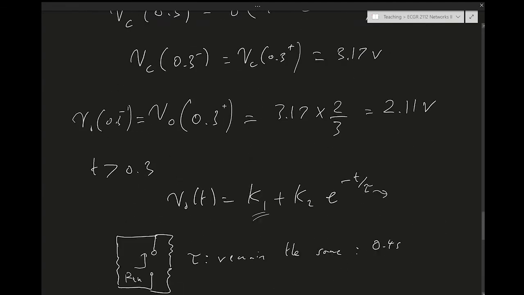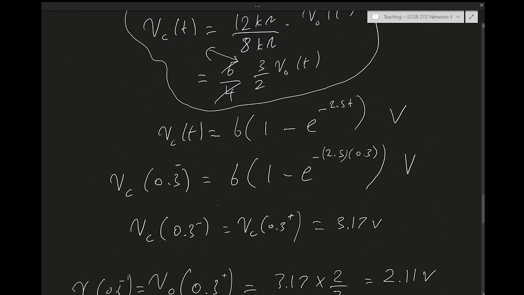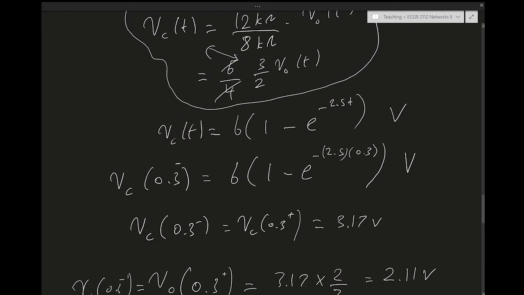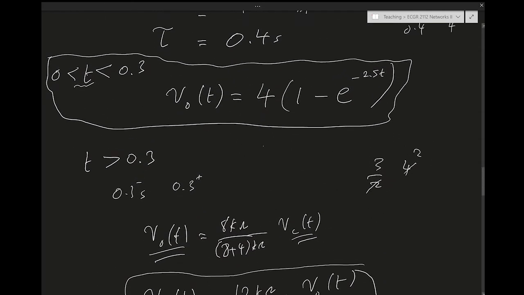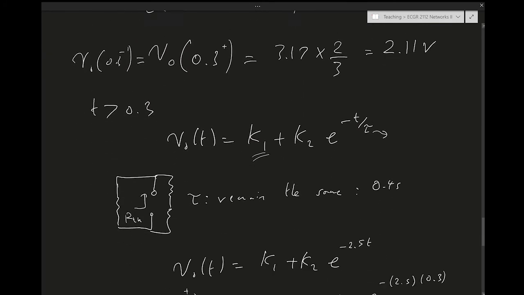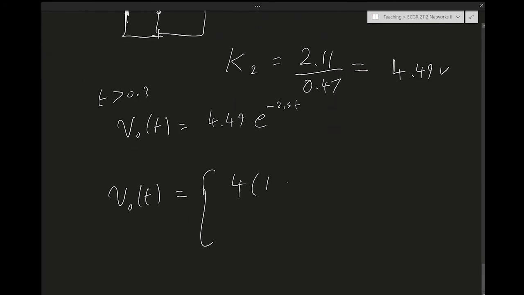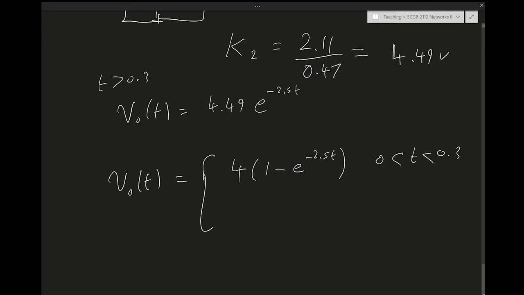The response to the pulse is going to be as follows. VOT, let me see, this equation for 1 minus e to the minus 2.5t for t larger than 0 and less than 0.3, and then 4.49 e to the minus 2.5t for t larger than or equal to 0.3.